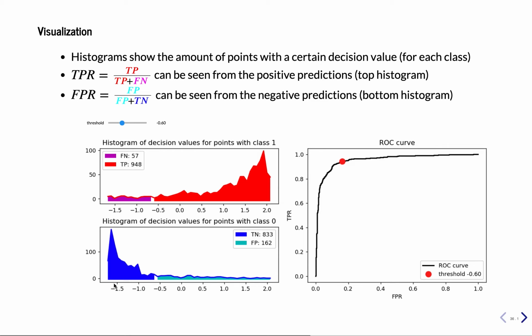So false positive rate is the number of false positives, here in cyan, divided by all the negative points. And here I initially have few false positives, but if I decrease my threshold too much, more and more of my true negatives will be predicted as false positives. Right? And that means my false positive rate goes up.